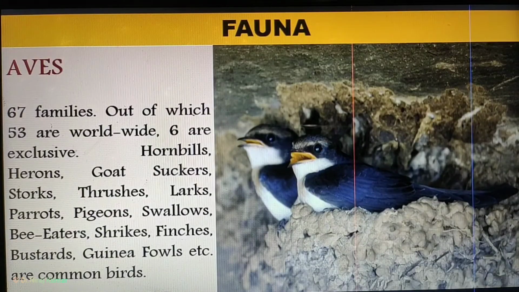Next is aves or birds. In Ethiopian region, total 67 families of birds are found, out of which 53 are worldwide in distribution and 6 are exclusive. Hornbills, herons, goatsuckers, storks, thrushes, larks, parrots, swallows, bee-eaters, shrikes, finches, bustards, guinea fowls, etc. are common birds. This figure is of swallow.